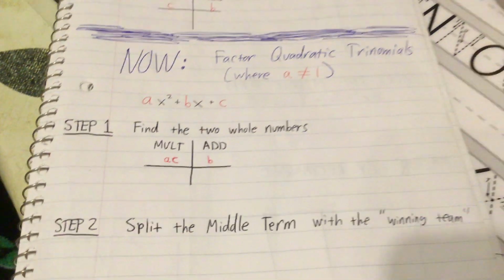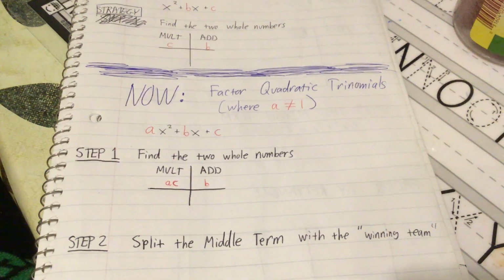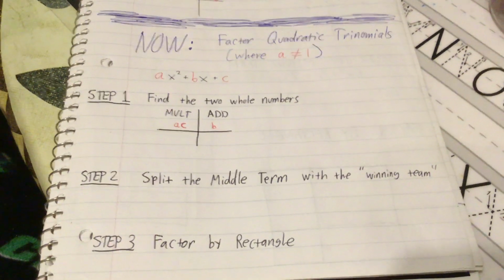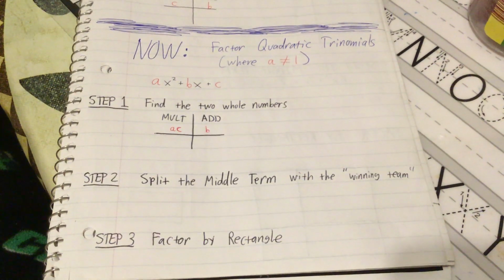Step 2, you split the middle term with the winning team, and I'll explain what that means. And then step number 3, factor by rectangle. Okay? So I'm going to hold it here for about another 30 seconds or so.